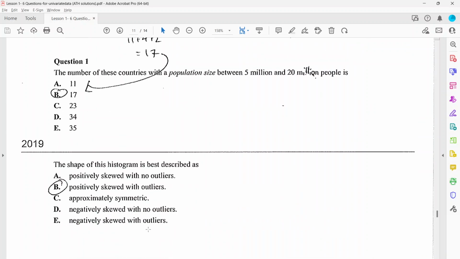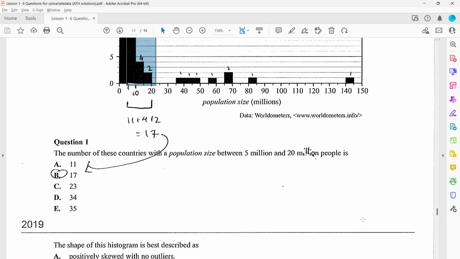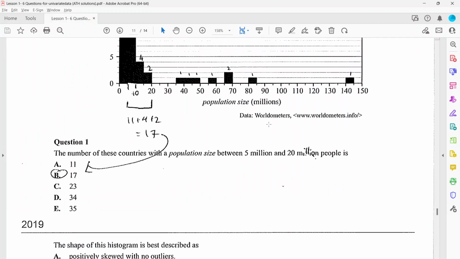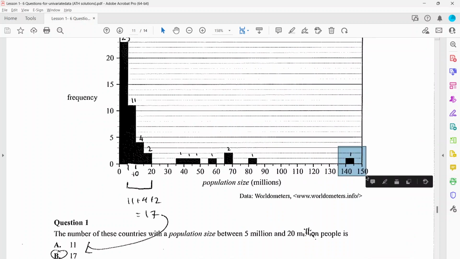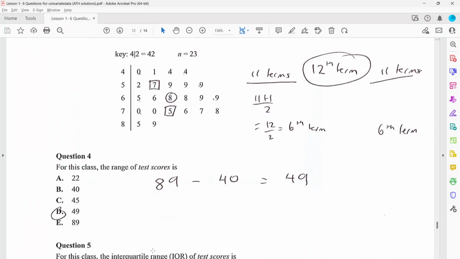The shape of this histogram is described as, well, the bulk of the data is up here on the left, but it tails off towards the more positive numbers. So that's why I'd say positively skewed. And now we just have to answer, do we have outliers or do we not have outliers? I believe we do. At least this one's an outlier. So that's why it's with outliers.